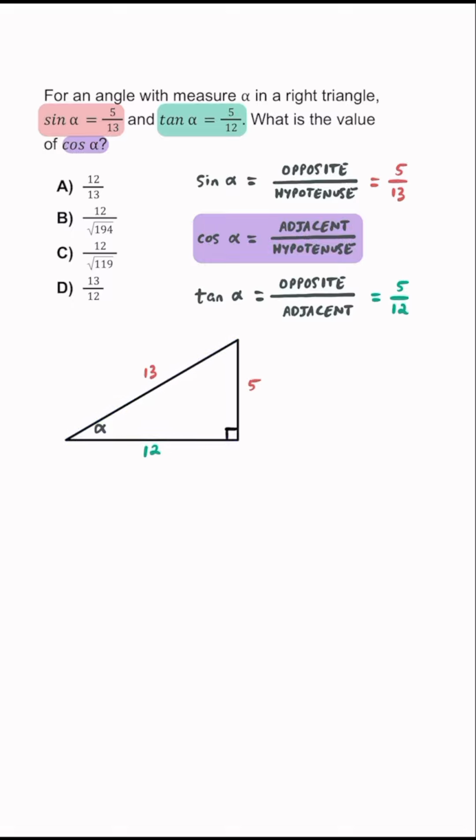So let's go ahead and just write that in here. It's going to be 12 to 13. That's going to be that ratio. Based on that, let's go with answer choice A.